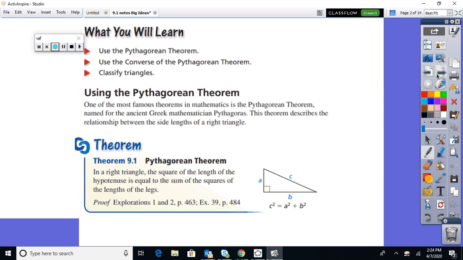All right, so here it is from our textbook, the actual theorem itself, theorem 9.1. And of course, you just have to keep straight what the hypotenuse is: always the side across from the right angle. And the legs will be referred to as the other two sides of the triangle.